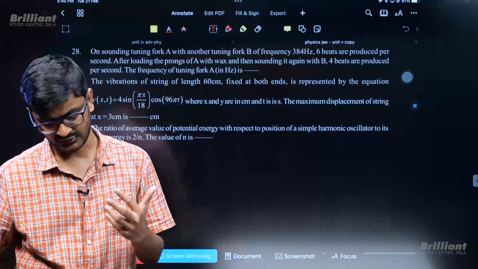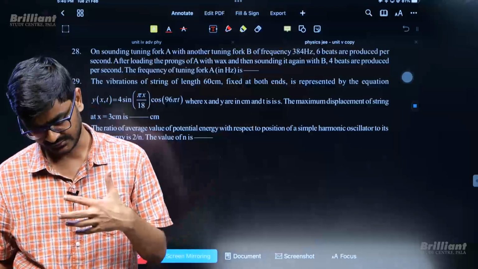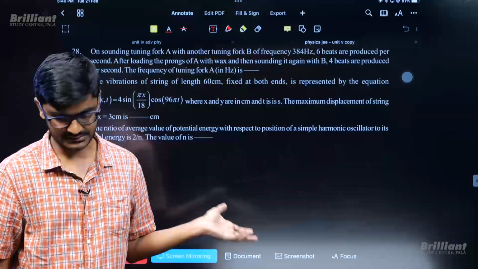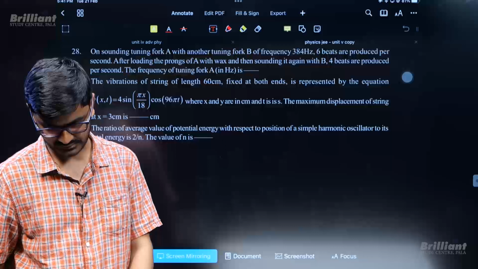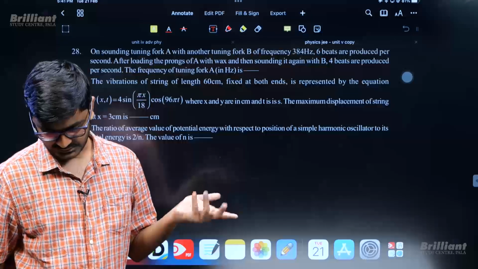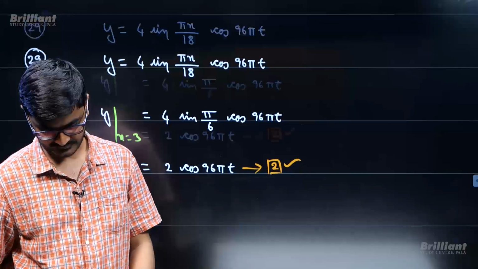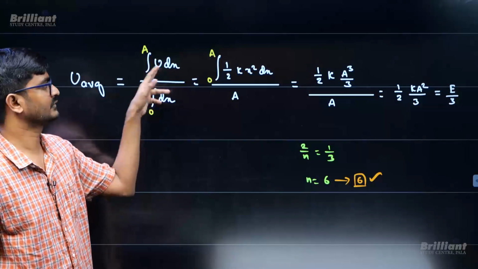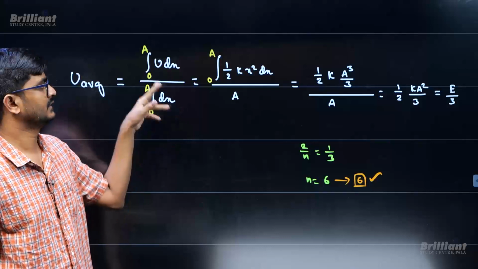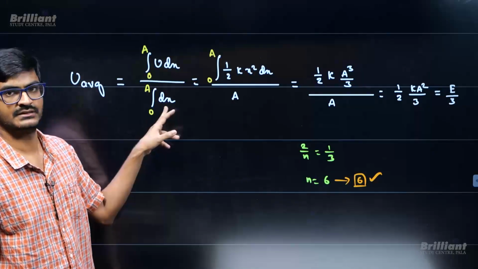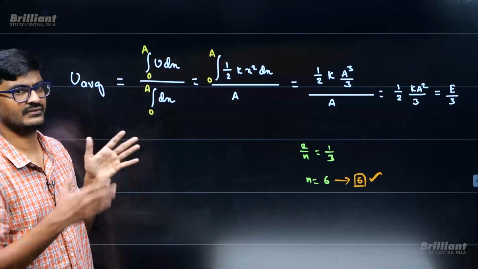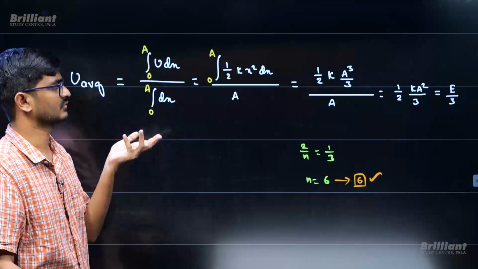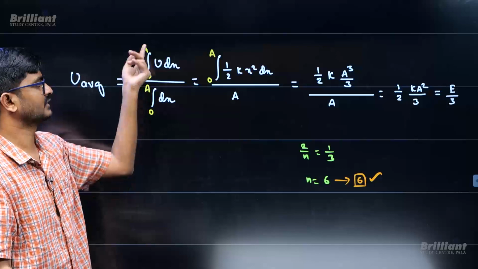The ratio of the average value of potential energy with respect to position. Averages can be of various kinds, like time average, position average and so on. So they are talking about position average with respect to total energy. Any average will be given by the integral of u dt by dt if it is a time average, and u dx by dx if it is a position average, right? So I will take only one quarter, that's sufficient because all 4 quarters will look the same way. I will be integrating from 0 to a.